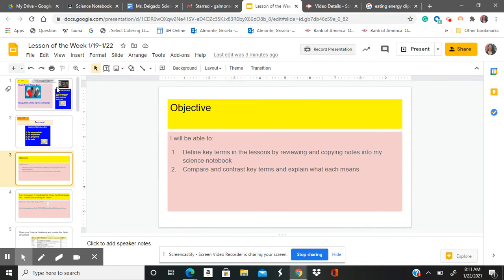Our goal today is to define key terms in lesson 7. We are starting a new lesson beginning today and continuing on Tuesday. You will be defining key terms in your notebook, and you will compare and contrast the key terms on your own based on your understanding of the definition. So make sure you complete the exit ticket.